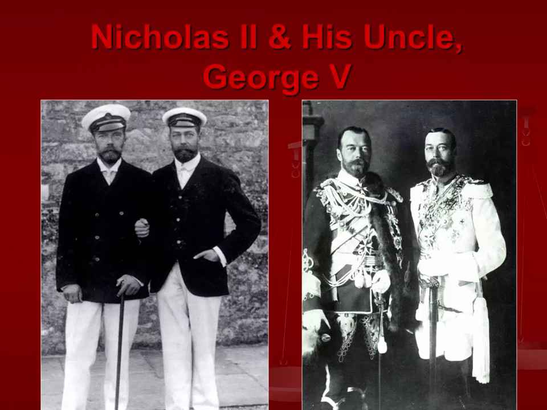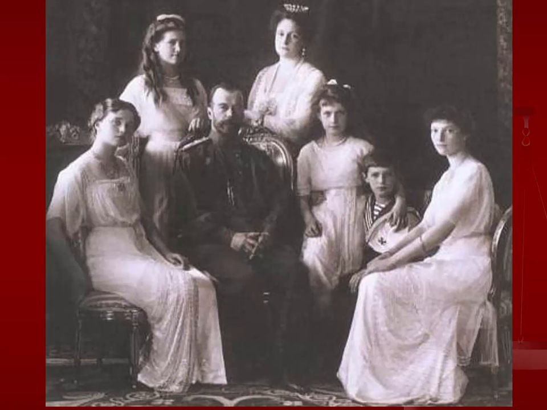Add to this, and here you can see this is Nicholas II and his uncle George V of England. Remember we were talking about in class how freakishly alike they look? It's really quite scary. Cousin Nikki, he was known as. So this is the Tsar and his family, Tsarina Elizabeth, and their daughters and their son Nikolai.